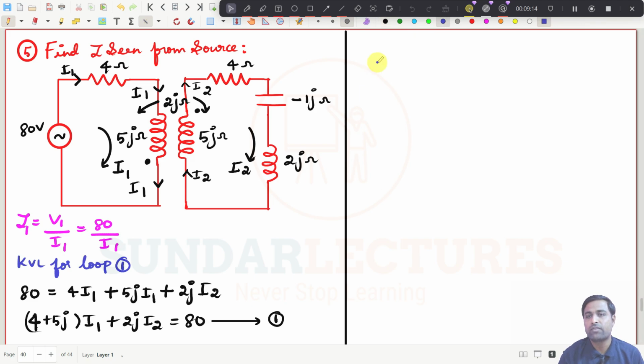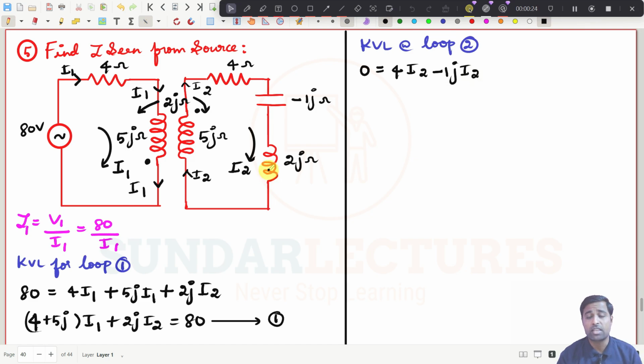And then if you are going for KVL at loop number 2, for this particular loop, I need to write the KVL expression, right? I will start from this point. There is no voltage source in the second loop, so straight away you put 0. And this current, it is 4 into I2, and this one will be minus 1j into I2.